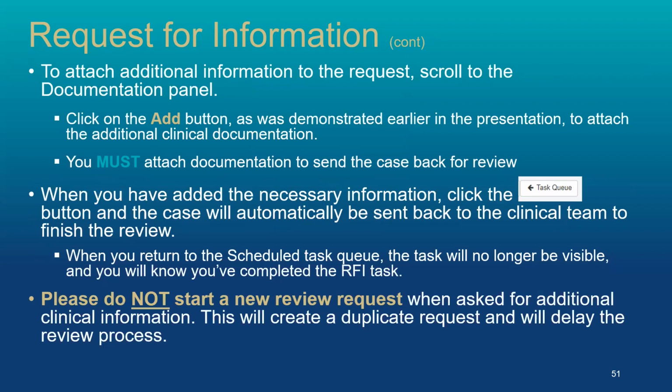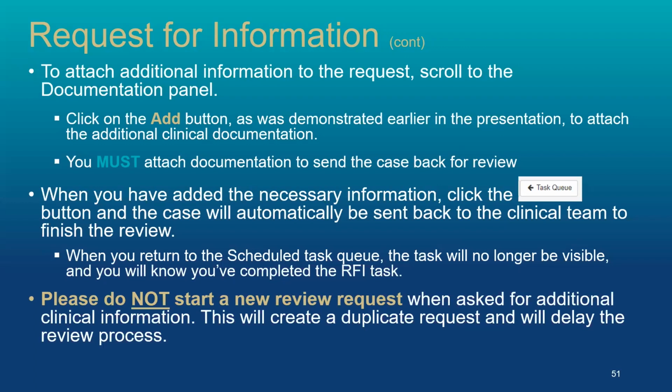So if you've already looked, you already know what you need, then you would want to attach that additional information. So just as we showed initially, you're going to want to scroll down to the documentation panel, click the add button, just like we showed earlier, and attach any new clinical information. Let's say you don't have anything else. You would want to just attach a simple Word document, and you could just type in the Word document, "We don't have any other information. This is all we have. We've sent you everything there is."